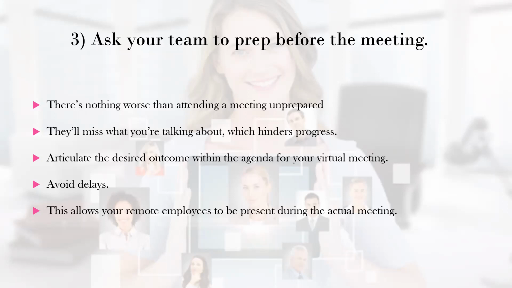Articulate the desired outcome within the agenda for your virtual meeting. Just make sure that you are giving them the idea that by this meeting, we want this result. For example, the meeting is to finalize the project, so be prepared with suggestions on what we can implement and how effectively we can finish this project. If you tell them the desired outcome of the meeting, they can visualize that these are the things that are going to be discussed in the meeting.